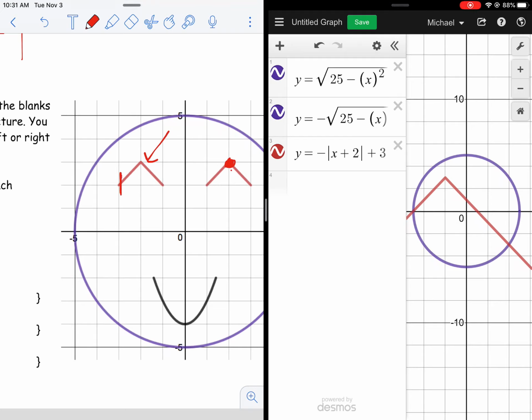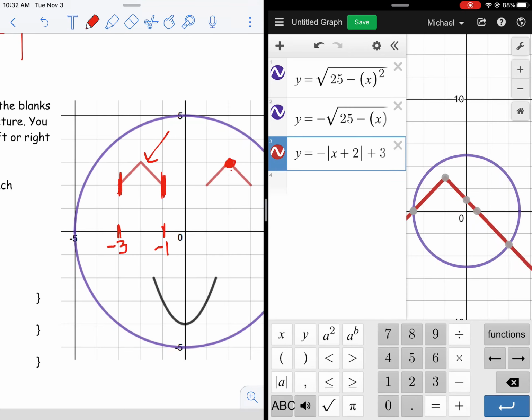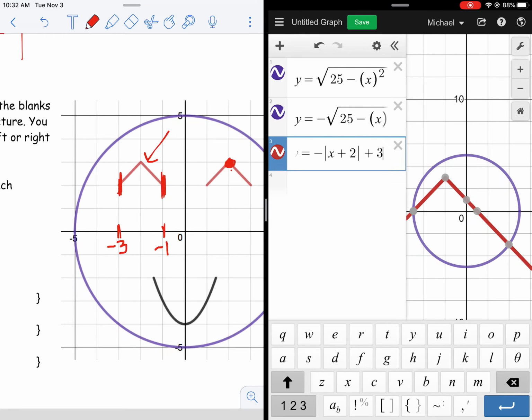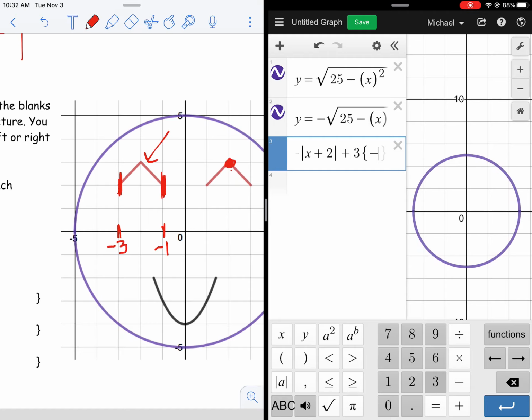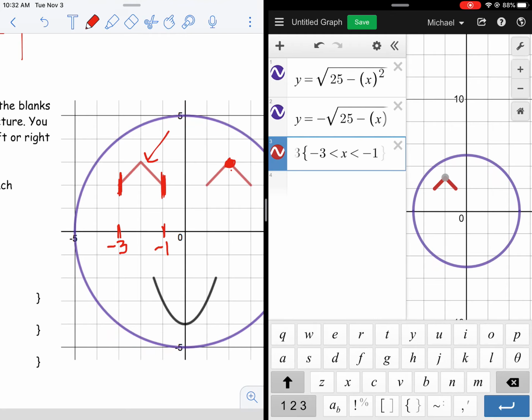So let's cut this off. We gotta cut it off here and here. Okay, cut it off on those sides. So I only want these x coordinates from -3 to -1. Okay, so let's cut it off. From -3, gotta go to the brackets. -3 less than x less than -1. There it is. Okay, it's perfect. There it is, there's one eye.